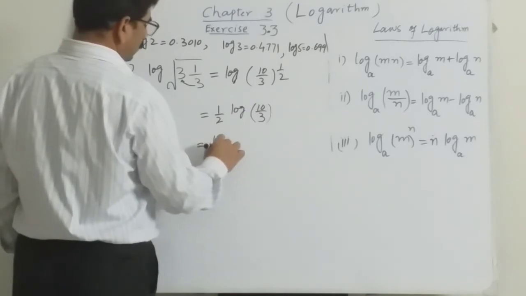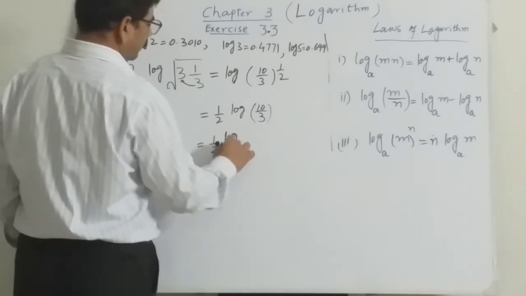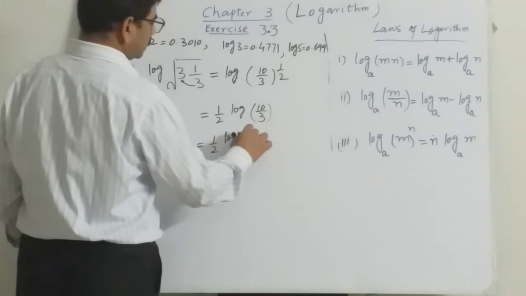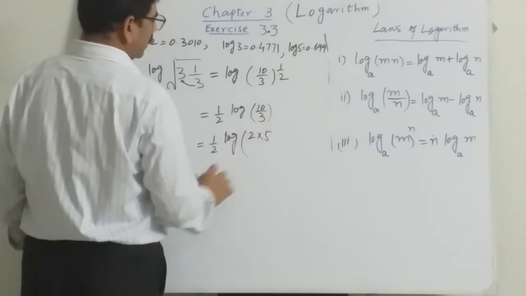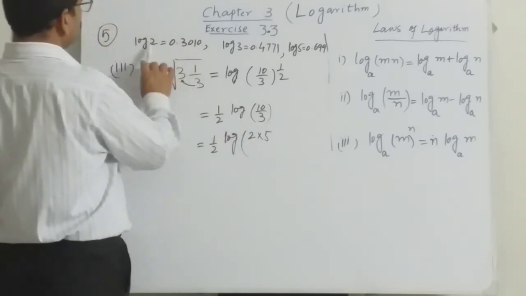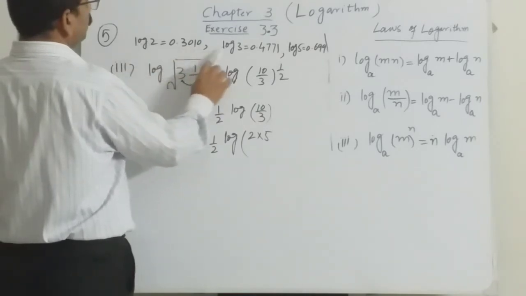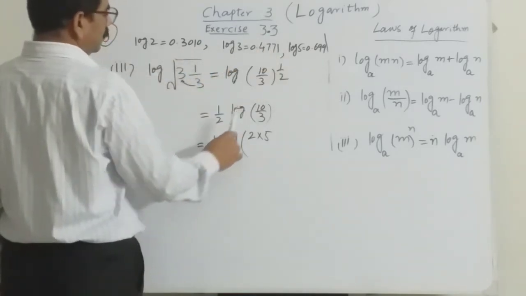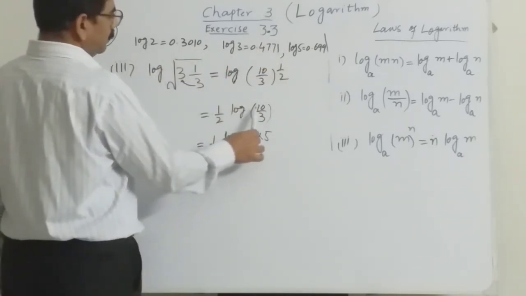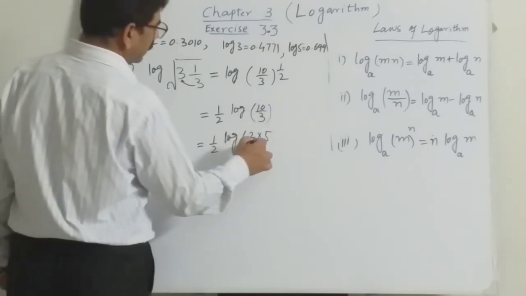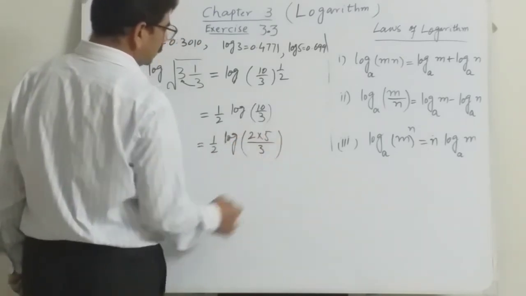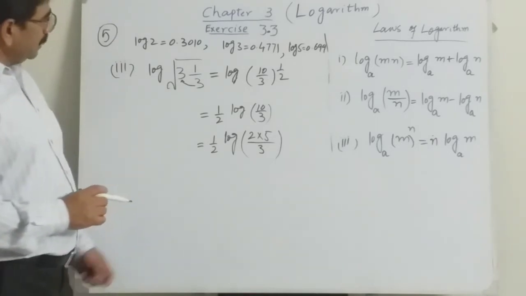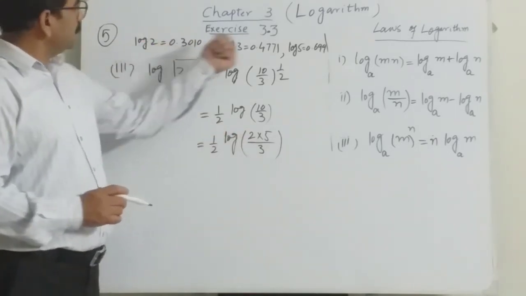1 over 2 multiplied by log of 10 will be written as 2 multiplied by 5, because we have to use only log of 2, log of 3, log of 5. To bring those numbers, we have to make factorization of 10. So in this way, we will obtain the desired values.